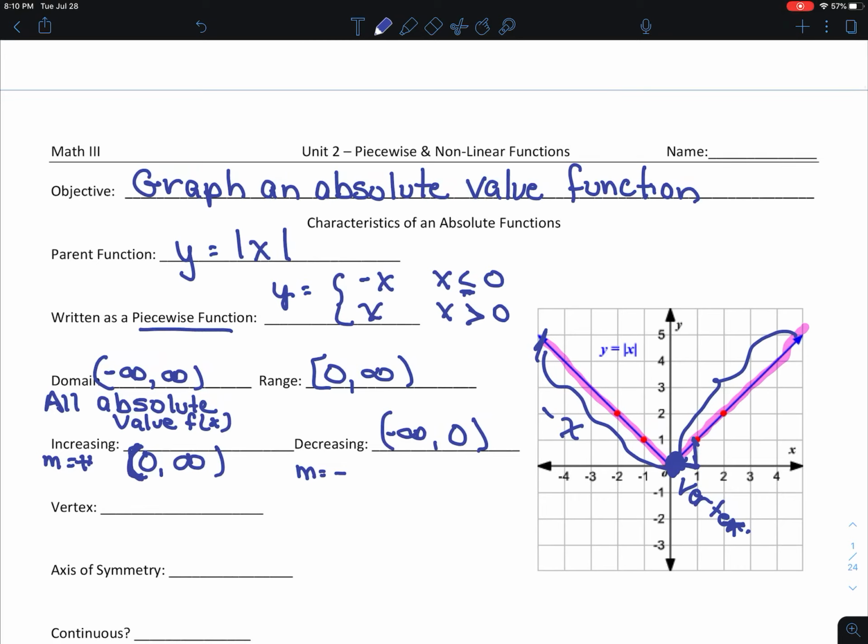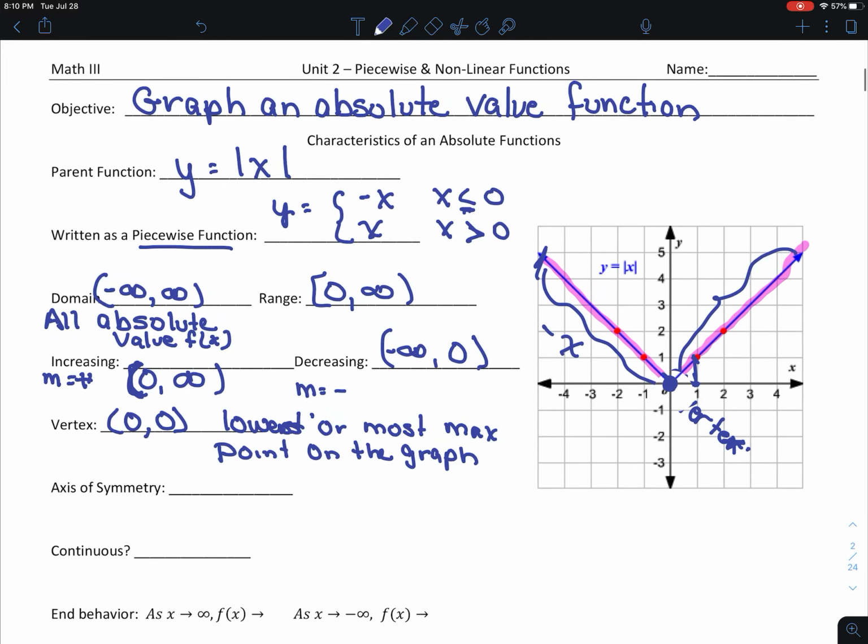And the vertex, we've already talked about it, the vertex is this point. It is either the lowest or the maximum point of the graph. So this is my vertex. So in this case, my vertex is (0, 0), and it is the lowest point on the graph. Some people call it the turning point because it was negative and then it went positive, so you can look at it either way.